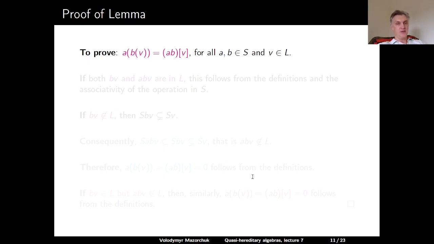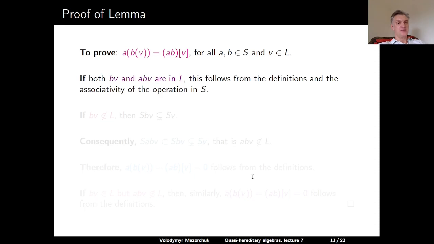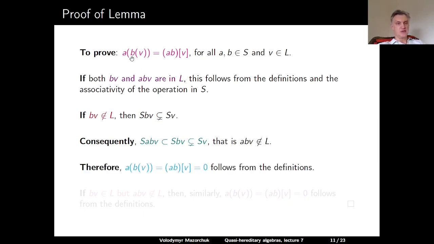So A applied to B of V should be equal to AB applied to V for all A, B in S and V in L. If both BV and ABV belong to L, then this formula follows from the definitions and the associativity of the operation on S. If the element BV doesn't belong to L, then the left ideal of S generated by BV is strictly contained in the left ideal of S generated by V. In particular, the left ideal of S generated by ABV is strictly contained in the left ideal generated by V, which means that ABV does not belong to L. But then by definitions, it follows that both sides of our equality are equal to 0, and so the equality holds.